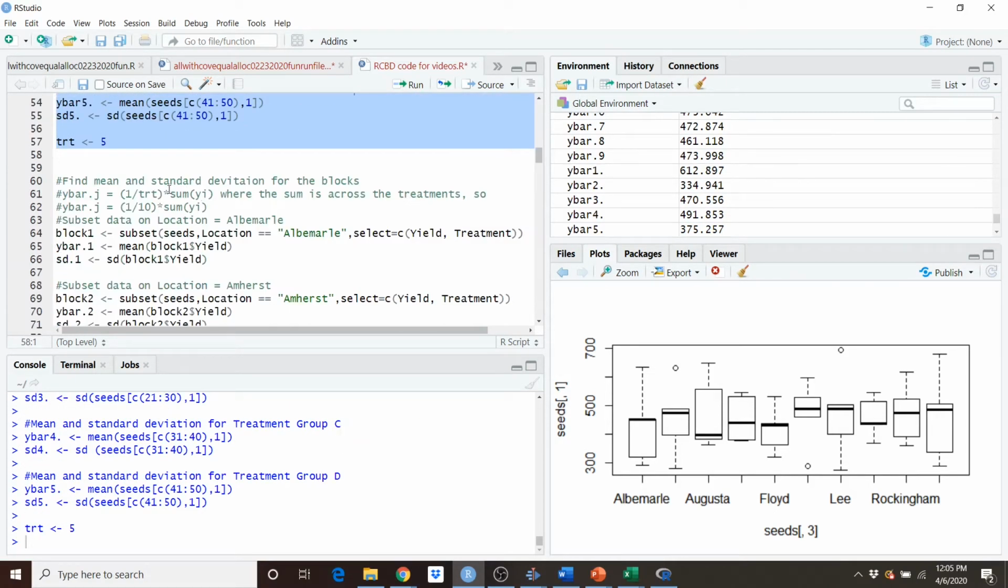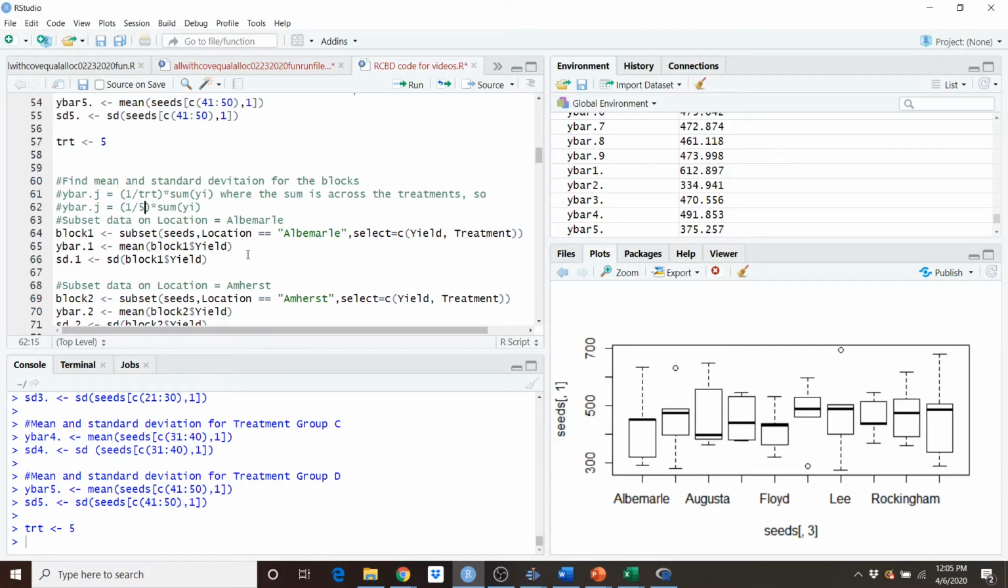Now, I need to find my mean and standard deviation for my blocks. Remember, y bar dot j is 1 over the number of treatments times the sum of the Yij's. So we're summing across all the treatments and then divide by how many treatments we have. Y bar dot j then, well, we had 5 treatments times the sum of the Yij's.